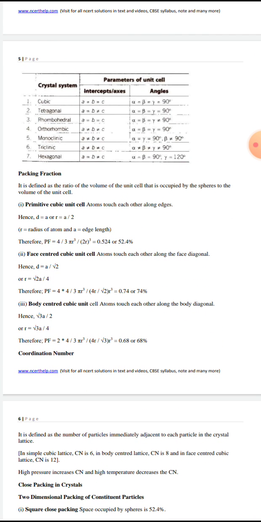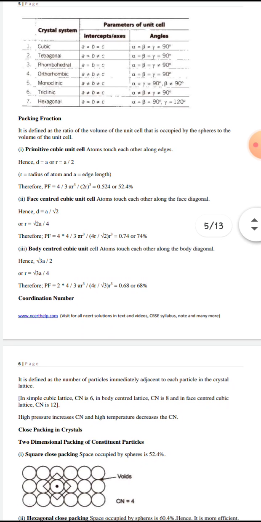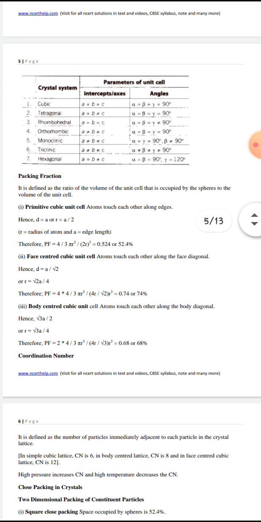Cubic has a is equal to b is equal to c, and tetragonal has a is equal to b not equal to c, and the third one has a is equal to b is equal to c. Fourth has a is not equal to b, b not equal to c, and a is not equal to b, b is not equal to c, and a is equal to b but b is not equal to c. These are the equations.